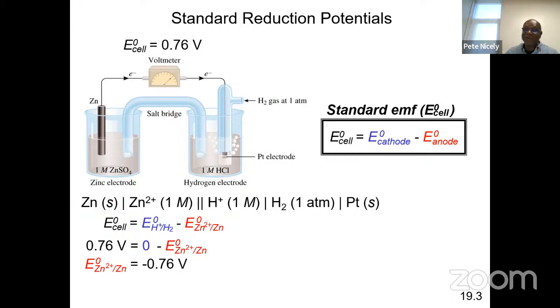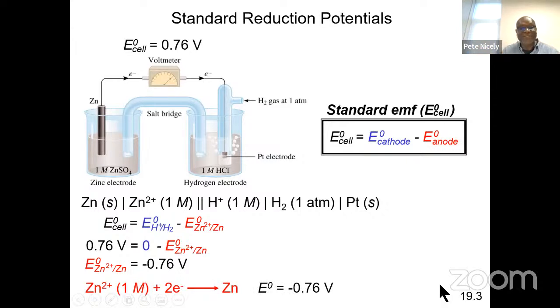And basically, this is how you determine the EMF of any half cell. You determine that by hooking it up to the standard hydrogen electrode, and then you determine in which one you have oxidation and in which one you have reduction. Then you apply this equation to determine which is the cathode and which is the anode, and based on that, you can determine the standard EMF of that particular half cell. So here's another example.